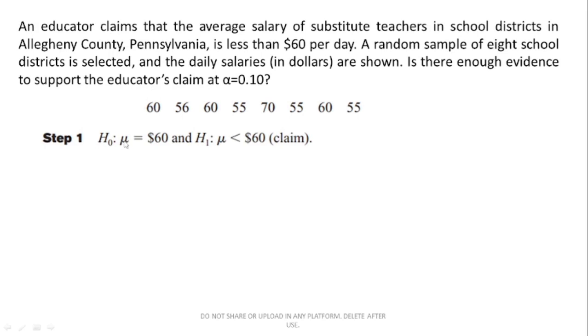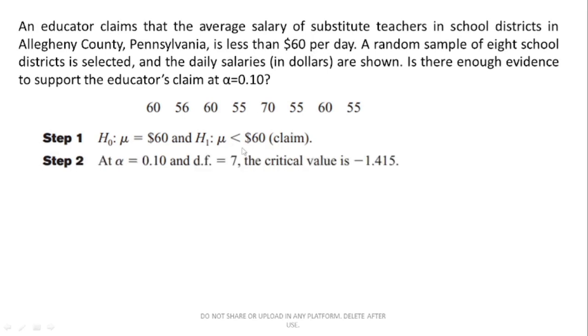So, our claim, our hypothesis is step 1. Let us state our hypothesis. So, for our null hypothesis, the mean is equal to $60. And for our alternative hypothesis, our mean is lesser than $60. So, nandito naman, mababasa natin sa problem, it is stated that less than $60. So, yun ang claim natin.